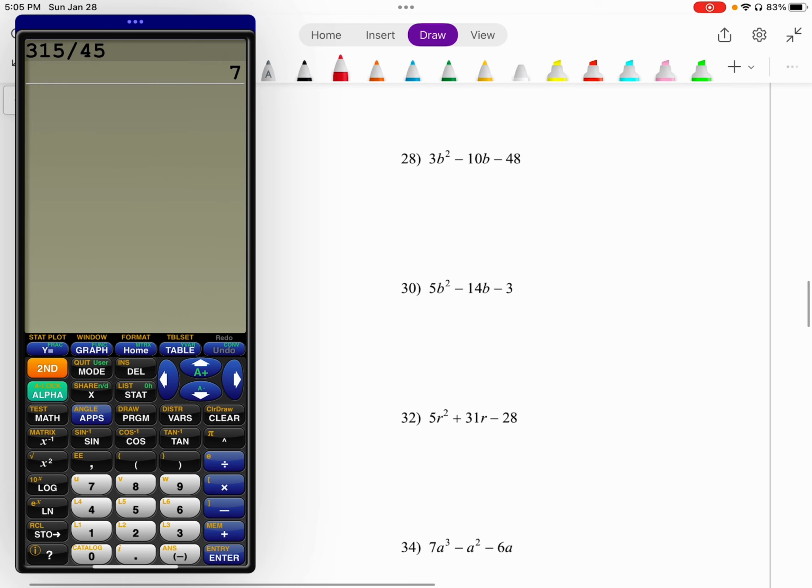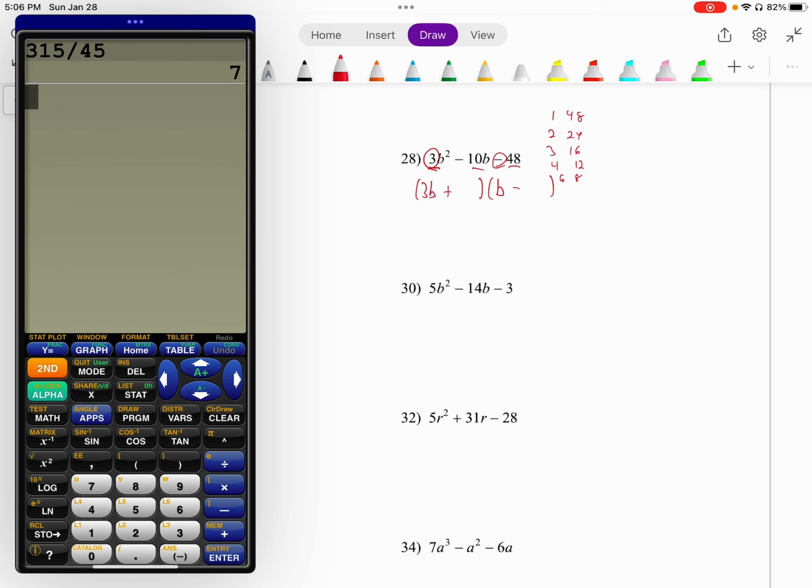Number 28 here, there's no common factors. So, at least with a prime number here, our only option is to do a 3b and a b to get 3b squared. 48, however, has a lot of factors. 1 and 48, 2 and 24, 3 and 16, 4 and 12, 6 and 8. This is a negative 48, which we need one positive and one negative.